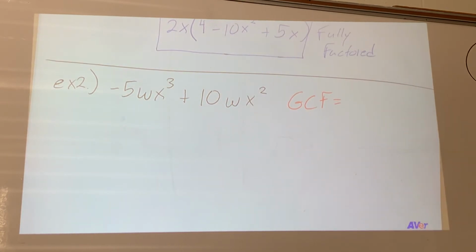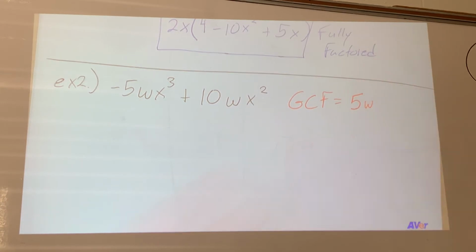Just leave it positive for now. Soon you'll have to decide whether to do negative or positive, but we're not there yet. So this is just 5. And how many W's can I pull out? Well, 1 from each one, right? 1 from the first term, 1 from the second term. So W.